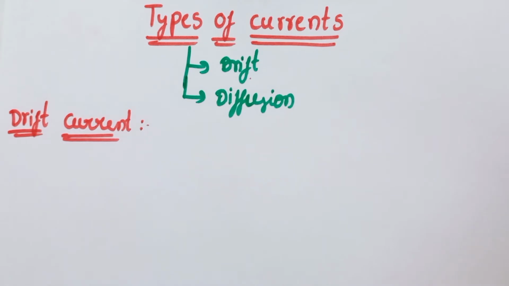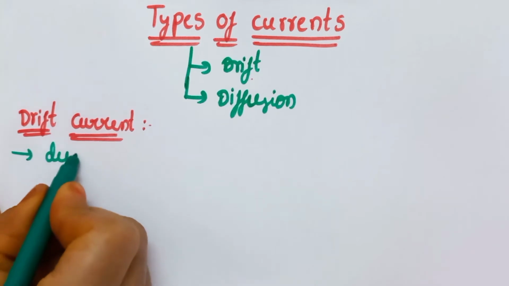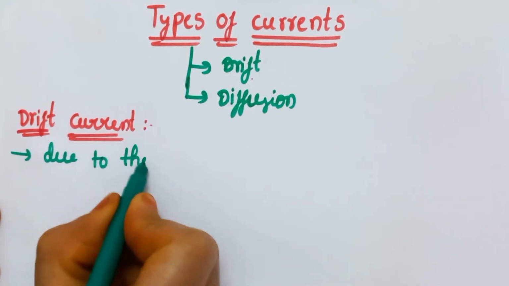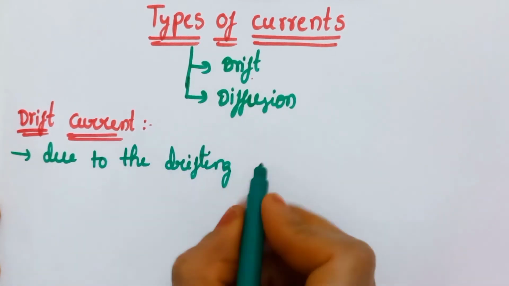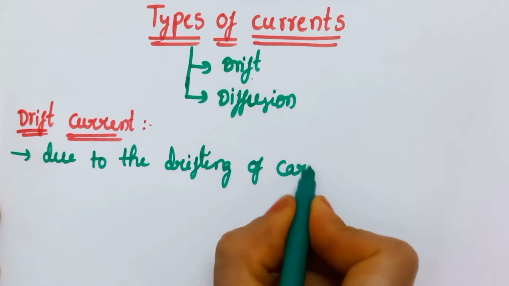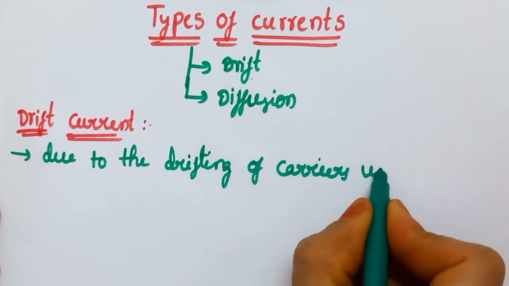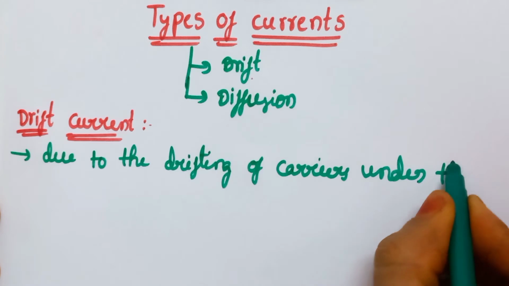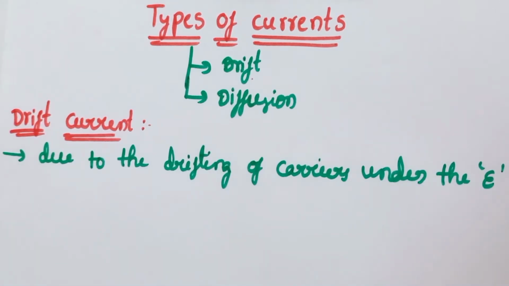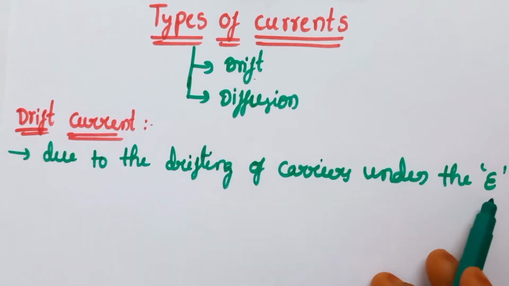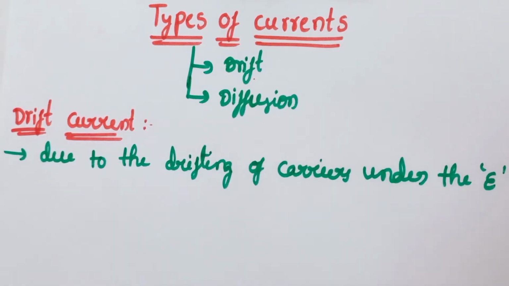What is meant by drift current? The definition of drift current is the current which is due to the drifting of carriers under the influence of an applied electric field, say epsilon. So, we can write the definition as: the current which is due to drifting of carriers by the applied electric field is called the drift current.